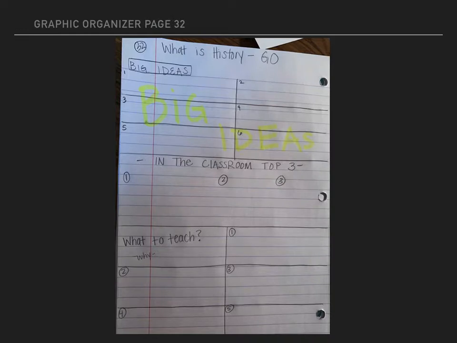At the top, I've written what is history graphic organizer, and then I've kind of broken down my page into almost thirds. The bottom is a good deal bigger, but the very top is big ideas, and I have labeled those boxes 1, 2, 3, 4, 5, 6, and I even wrote big ideas in yellow so you can see the difference between those. And then in the middle section, it is in the classroom top 3. And then I've labeled 1, 2, 3. And then the bottom section is what to teach, and why is in the first box. And then you have boxes 1, 2, 3, 4, and 5.